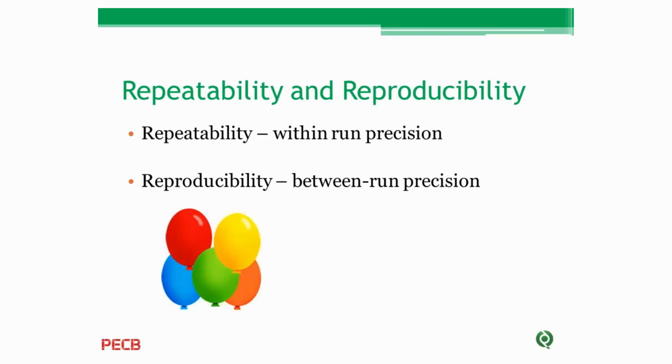Reproducibility is between-run precision. When the situation changes, with different equipment, different laboratories, sometimes different operators, different test methods, different reagents, and when we change the factors that can affect our test methods, we would like to see if the results are still close together. This feature is called reproducibility. In your quality control program, you should monitor both features, repeatability and reproducibility. Both of them are important for laboratories.